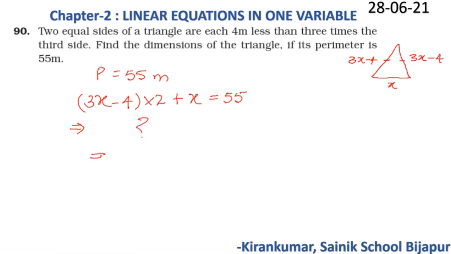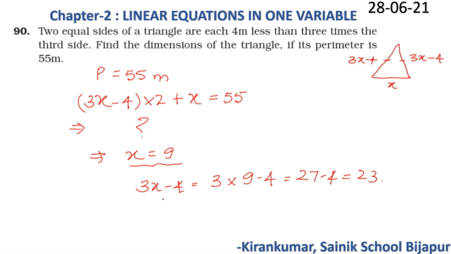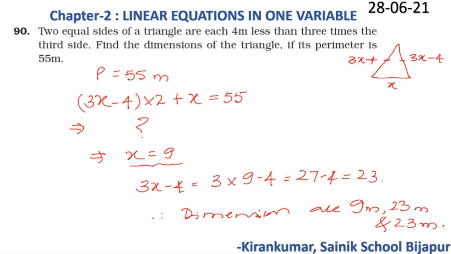I'll leave it for you to solve. You must get the value of x as 9. If the value of x is 9, we can find the other two sides. 3 times x minus 4 will become 3 times 9 minus 4, which is 27 minus 4, which will be 23. Therefore, the dimensions are 9 meter, 23 meter and 23 meter.